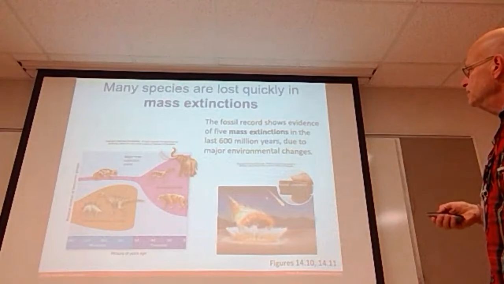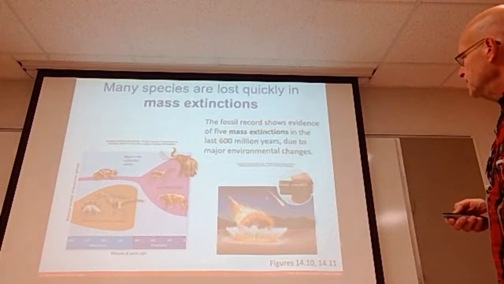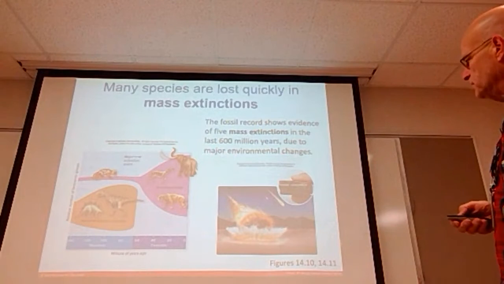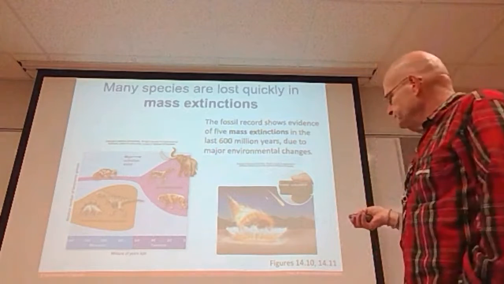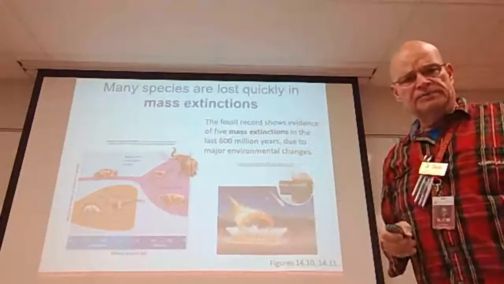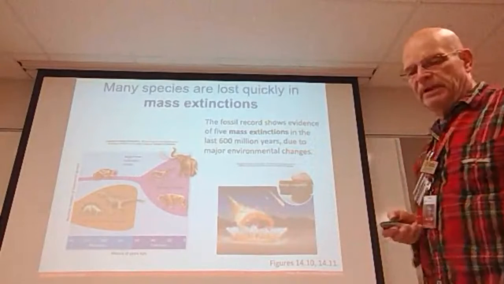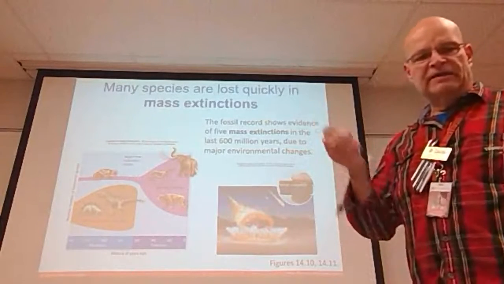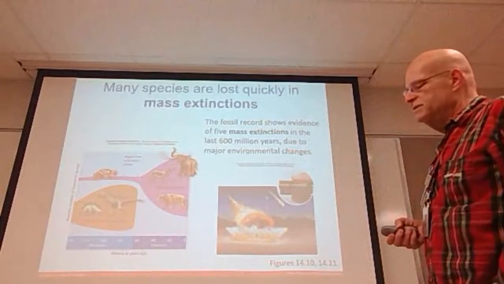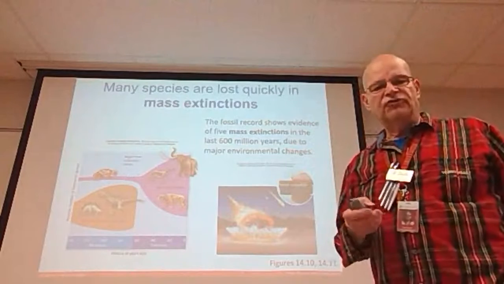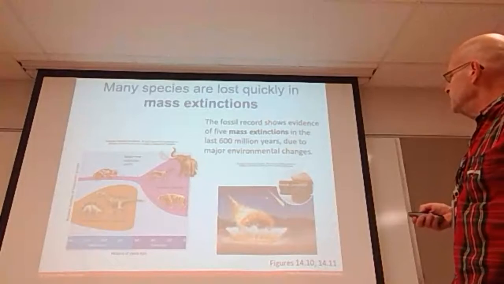Again, here's the mass extinction. Fossil record shows evidence of 5 mass extinctions in the last 600 million years, most of them due to major environmental changes. Now, what was causing those environmental changes? Massive volcano eruption could cause an environmental change. Asteroids smashing into the planet, causing a giant dust cloud that blocks out the sun for 5 years, could cause environmental changes. Human beings being stupid can cause environmental changes. All of those things can lead to environmental changes.